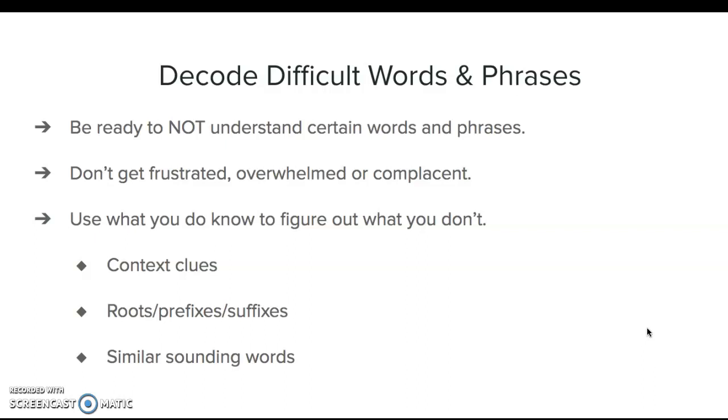So look at the context clues, the sentence before and after, even the sentence itself. Sometimes an author will actually repeat the idea twice. And so in a follow-up sentence, they're giving you synonyms for a word that you may not have known in the previous one. So note that and look for that.